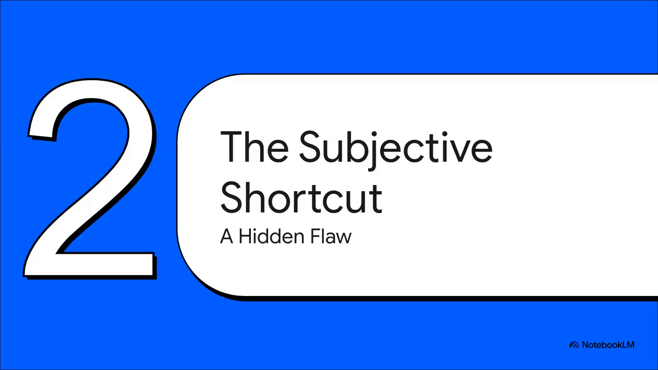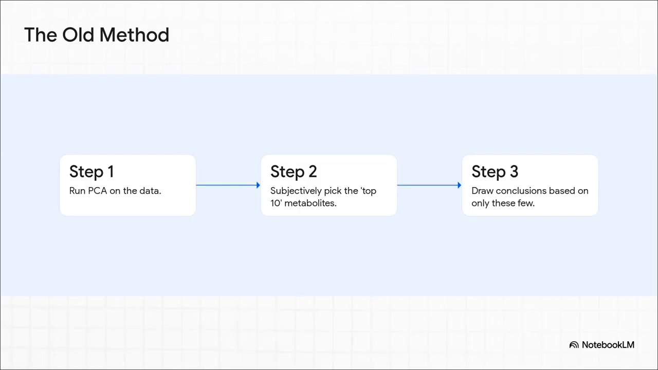See, for years, a sort of common practice has sprung up around how to interpret these PCA results. It's a kind of shortcut, and while it seems pretty logical on the surface, it has this subtle but really significant flaw that can actually lead researchers down the completely wrong path. So here's how this shortcut usually works. A scientist runs the PCA, they look at the results, and then they just pick a number. They'll say, okay, let's just look at the top 10 most important metabolites. The problem? That number, 10, is totally arbitrary. It's just chosen out of habit, not based on any actual statistical proof.